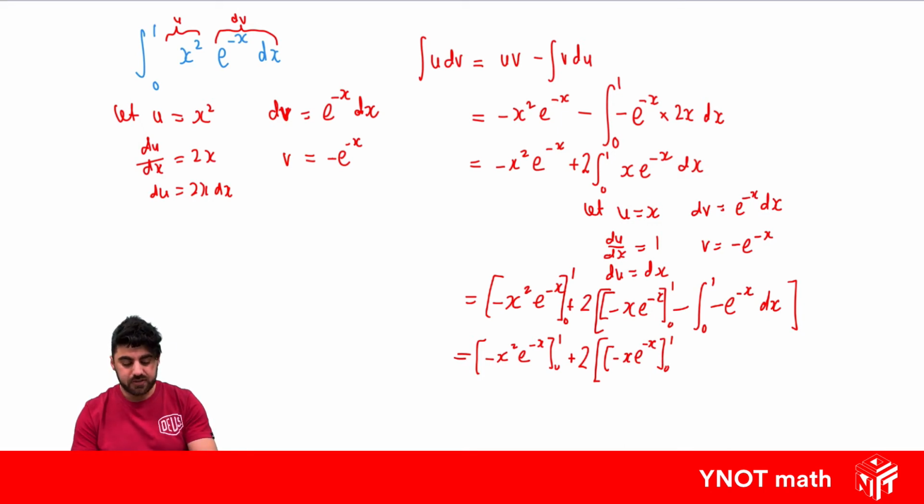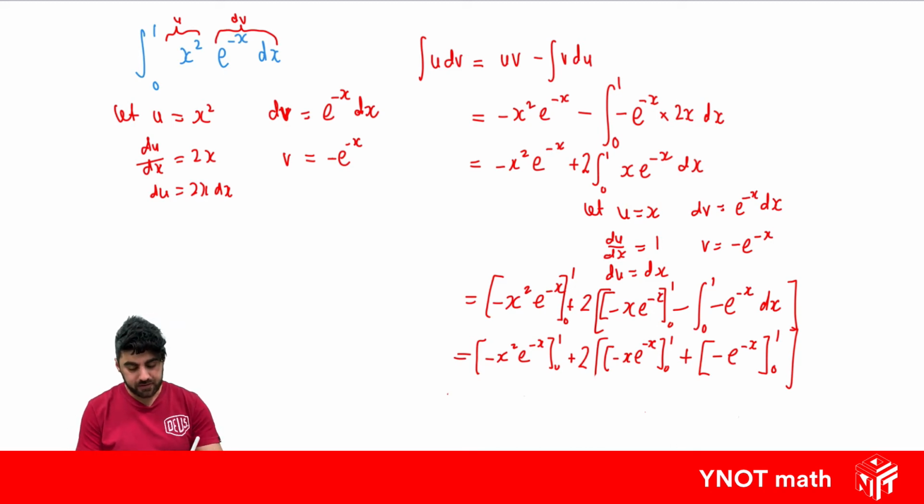Now the integral of this is easy because we can take that minus out to the front, so that becomes plus. And the integral of e to the minus x is just minus e to the minus x from 0 to 1. And all we have to do now is evaluate all of these integrals.